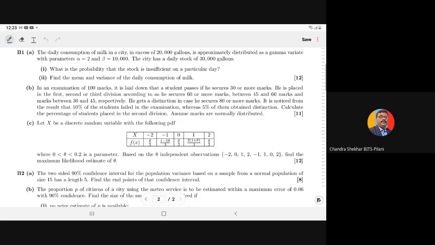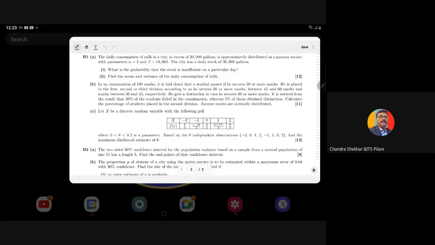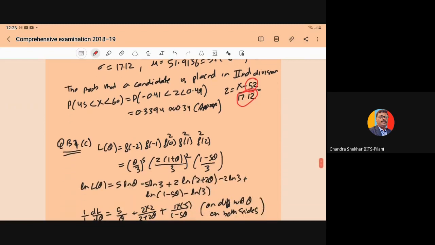So first we have to determine the estimator of theta, and then we have to determine the estimate of theta from the sample. So this is a very good question to understand maximum likelihood. The likelihood function, we know, is the function for the occurrence of the sample. So L(theta) is equal to f(-2) f(-1) into the square of f(0), the square of f(x=1), into the square of f(2).